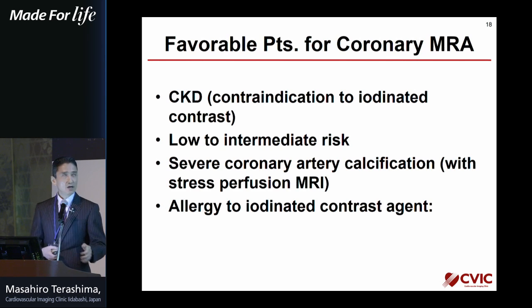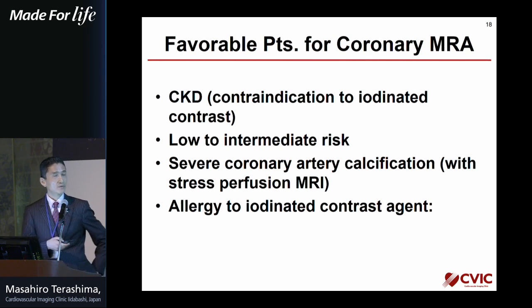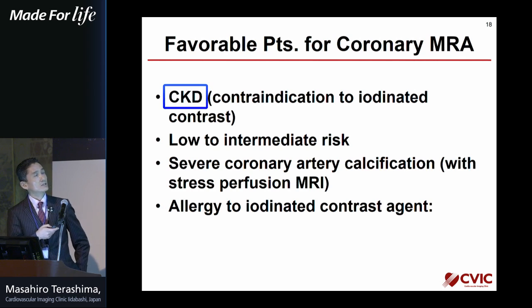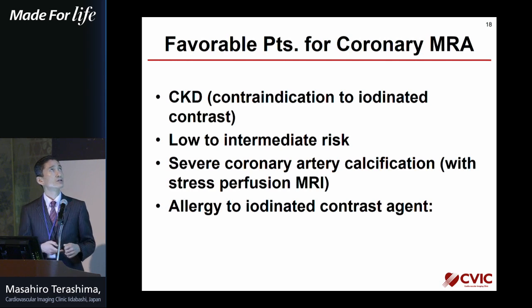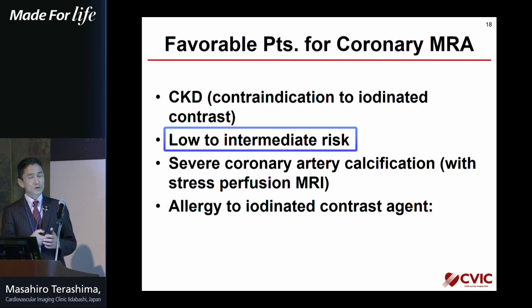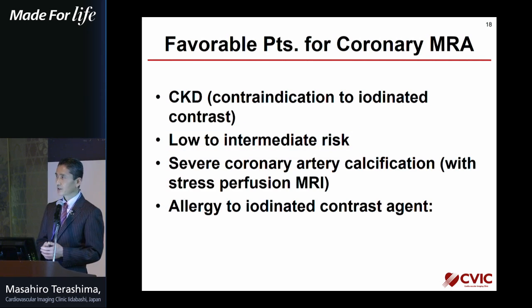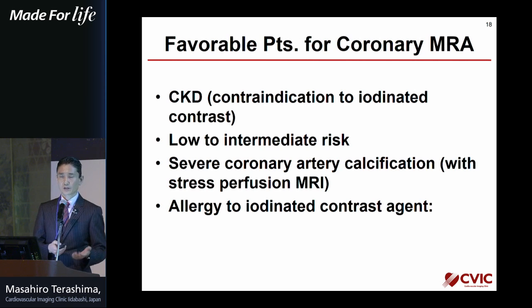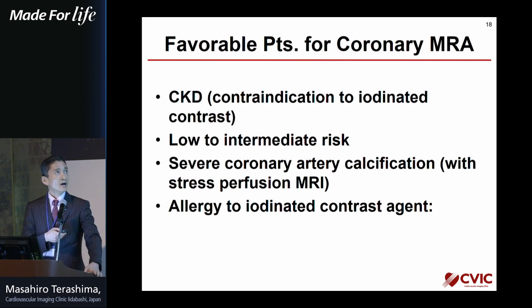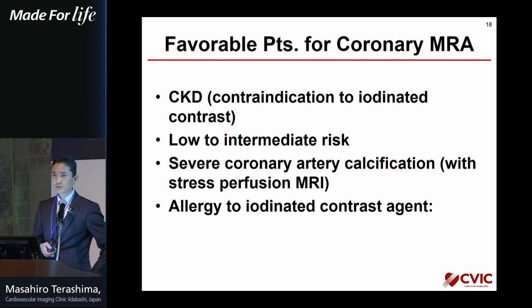As I can pick up, there are several points for favorable patients. One is chronic kidney disease, because coronary MRI doesn't require any contrast injection, so we can use this type of sequence for chronic kidney disease patients. Also, a low to intermediate risk patient is a good candidate for coronary MRI, and severe coronary artery calcification is a good candidate. And of course, allergy to the X-ray contrast agent is definitely a good candidate for coronary MRI.